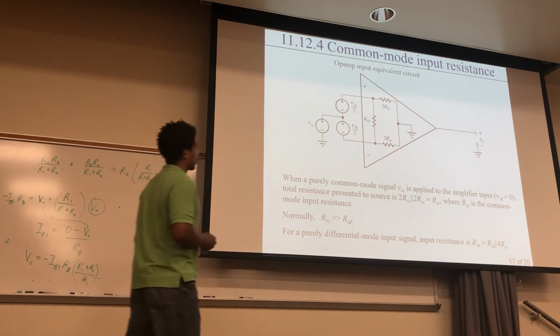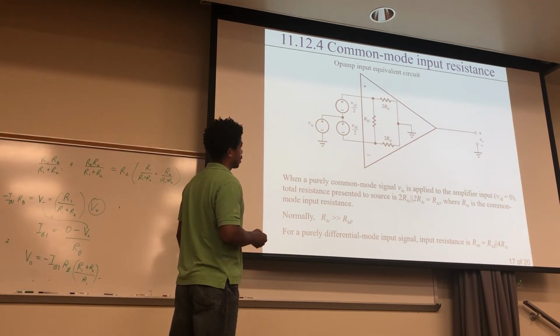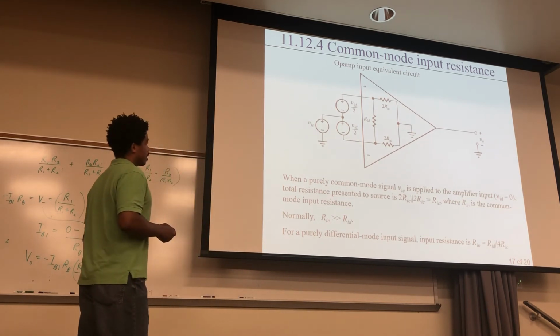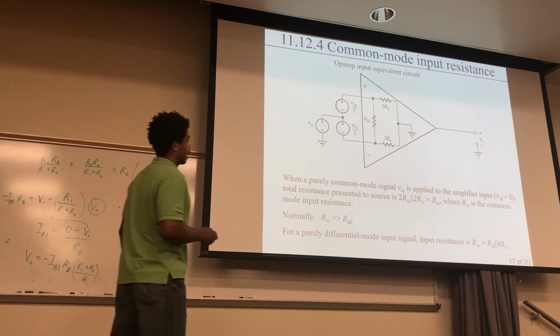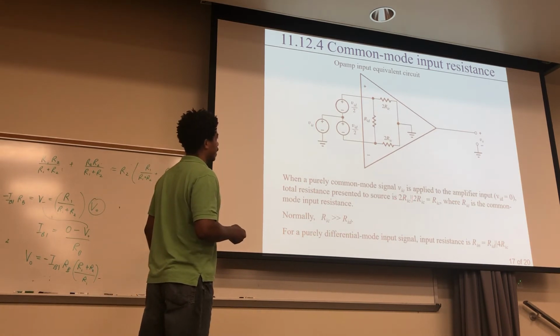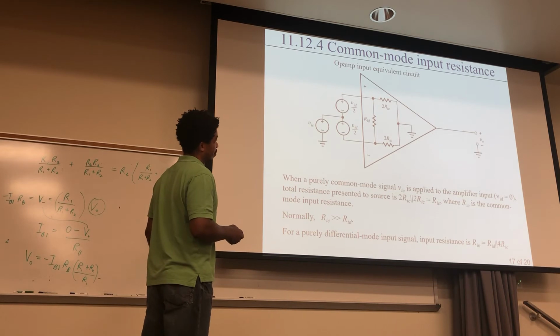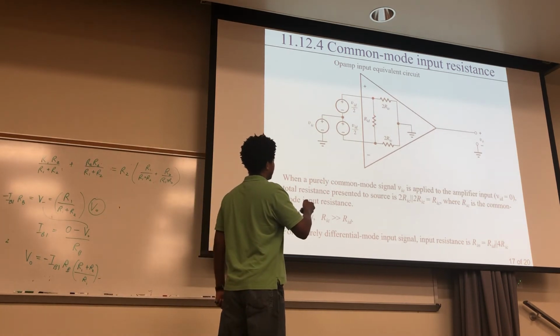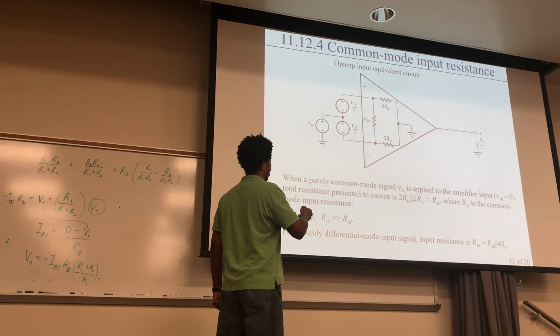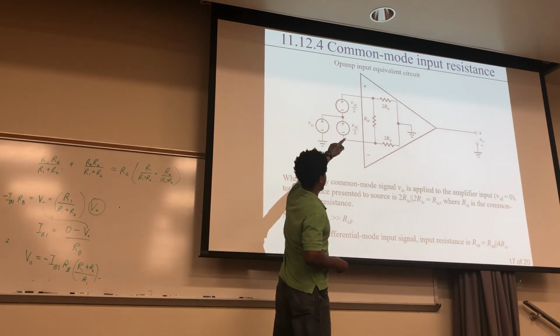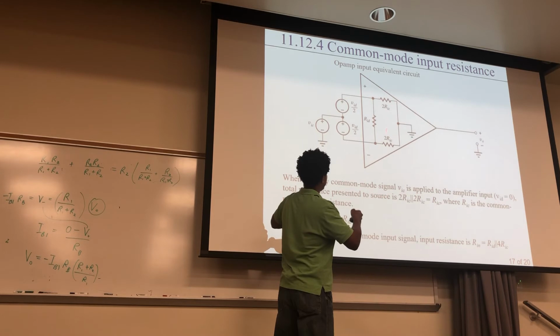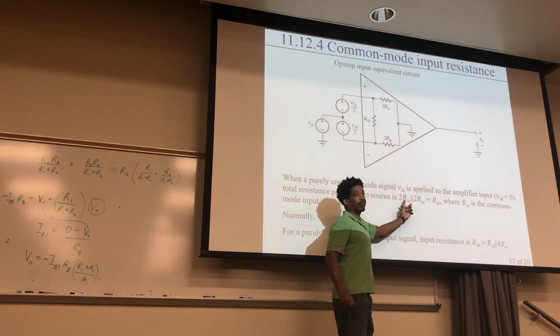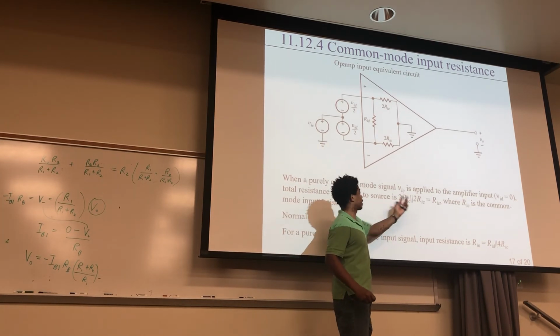But when a purely common mode signal VIC is applied to an amplifier input, VID is 0. Total resistance presented to the source is 2 RIC in parallel with this 2 RIC, which is RIC, where RIC is the common mode input resistance. So what that means is that if this voltage equals that voltage, then you can ignore this branch right here, and you can sort of pinch it together, and then you'll see that these two are in parallel. That's what's going on right here. Okay, so that's what that means.